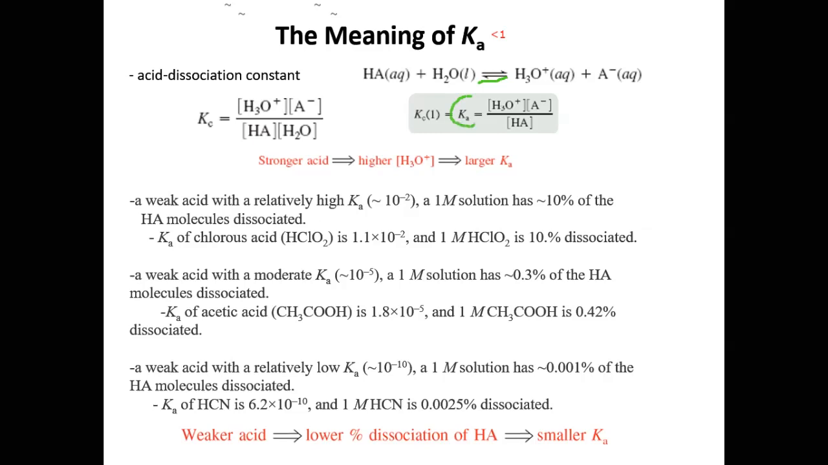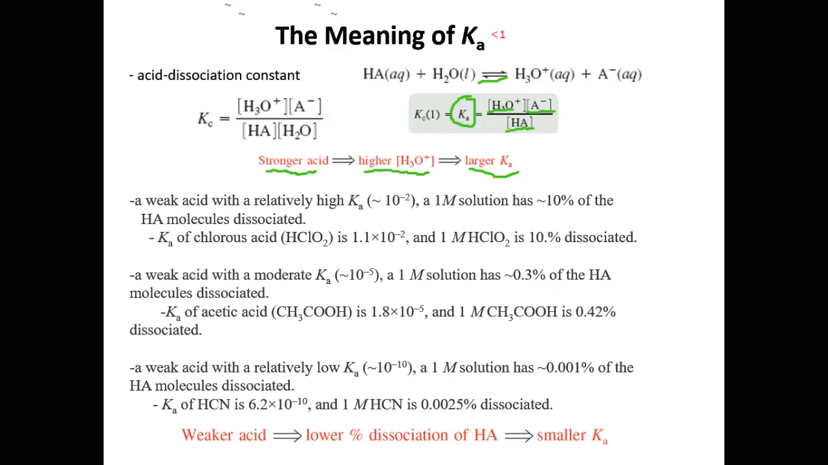So we get Ka equals the hydronium ion concentration times the conjugate base concentration divided by HA. So again, the stronger the acid, the higher the hydronium ion concentration, the larger the Ka. So sometimes we use this kind of oxymoron, I guess, but we're looking for the stronger weak acid. It's not a strong acid, but it's a stronger weak acid.